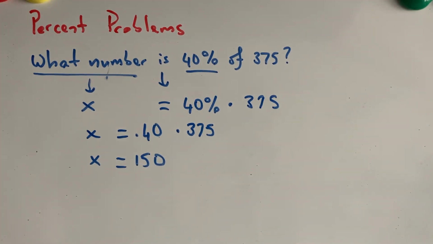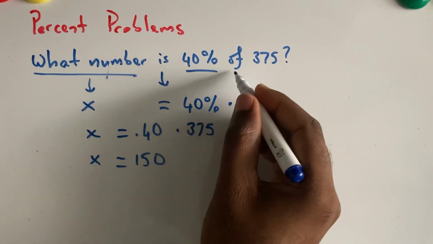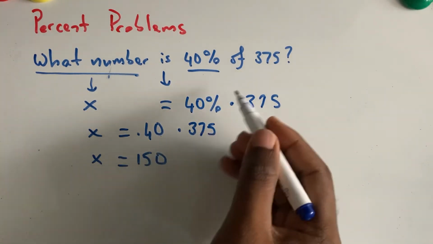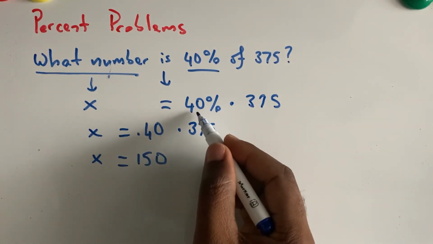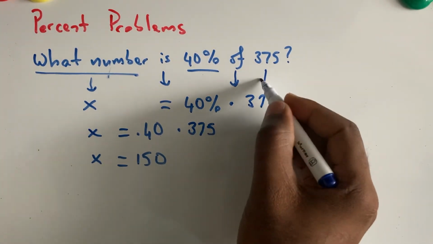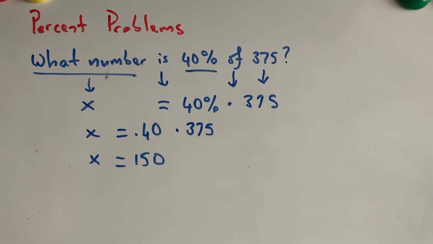So this is it, very easy for you to do. Just remember, you just need to translate what you have into mathematical terms. What number, that's x because you don't know it, is an equal sign. 40% is just 0.40, or 40% of, multiplication here. 375 is just 375. So you just keep translating into an equation, and once you get that equation, it's very easy for you to solve the equation for x, and x is basically what you needed.